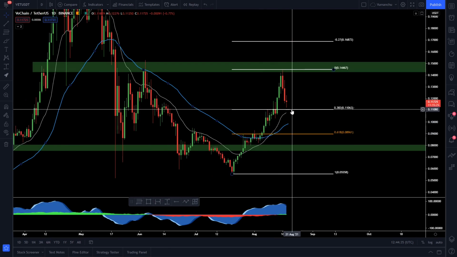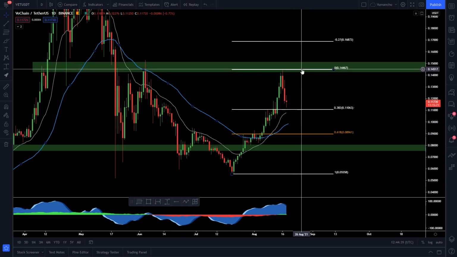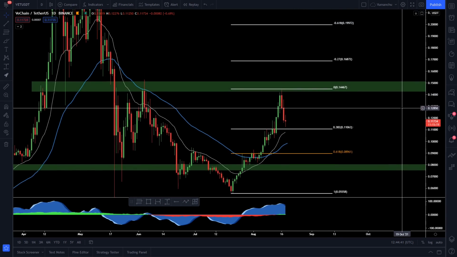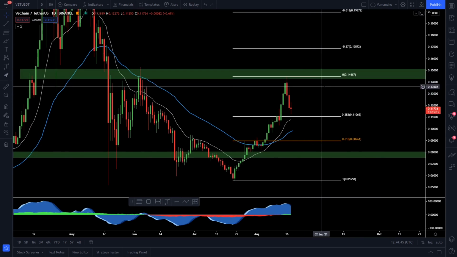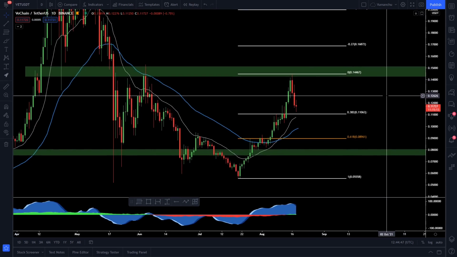But if we do bounce off 11 cent and start pushing on, then obviously you've got to look at selling here at 14.4 cent. I think that's the first major area. And then just wait and see if we do get a rejection from there. Because remember, accumulation is king.